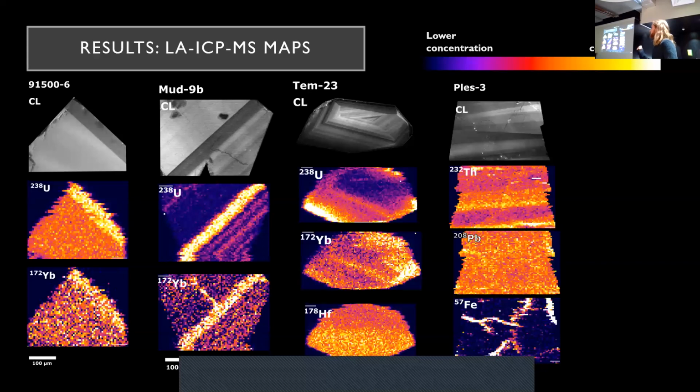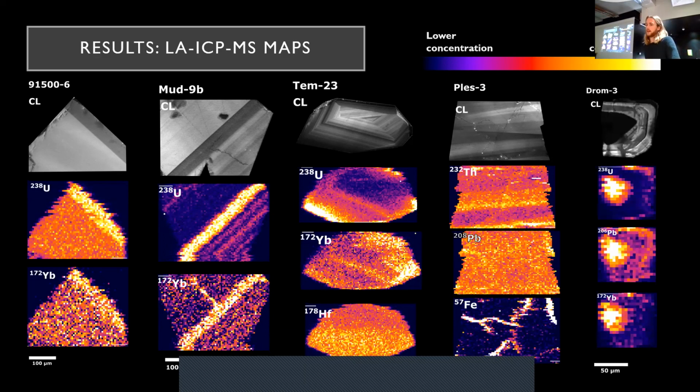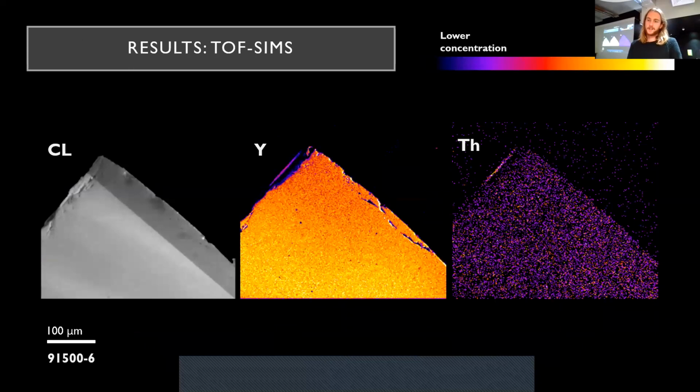And Plesovice also has these iron veins, which also have rare earth elements concentrated in them. There might be some secondary alteration. Dromedary, again, we see similar things. I just want to point out that Dromedary crystals are really small, and when you get to this scale, the resolution suffers for laser ablation maps. As Tony described, it's like looking at a 1990s video game, whereas TOF-SIMS is like a PlayStation 5 or something. And much better quality, high resolution images.